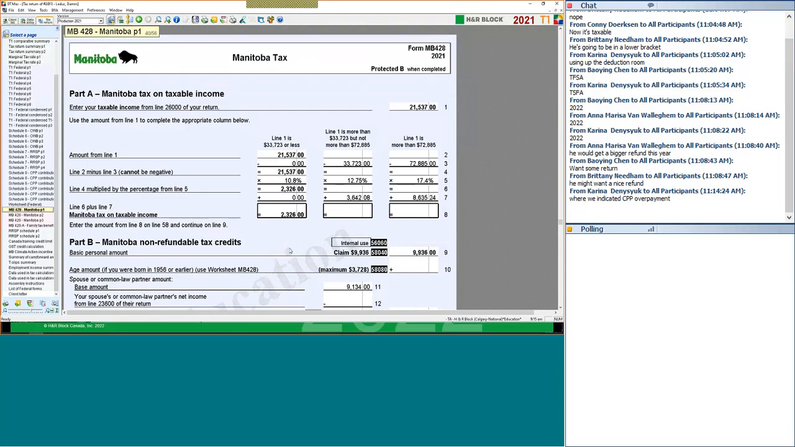Provincially, we're going to take the taxable income. This is one of those spots where if you're not careful, you're going to mix up when you use net income and when you use taxable income. So read the form very, very carefully.